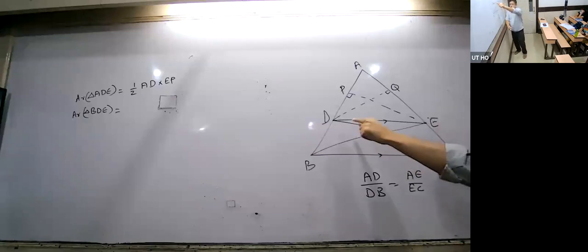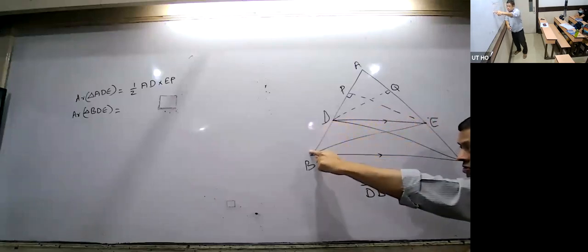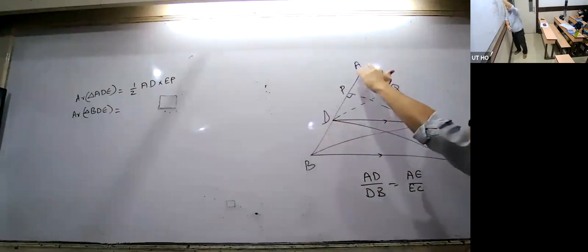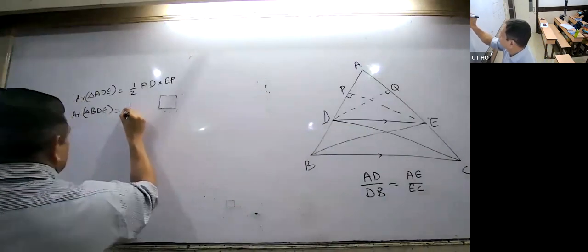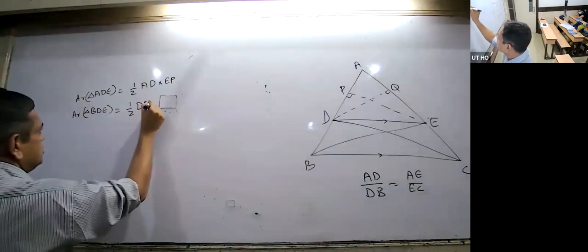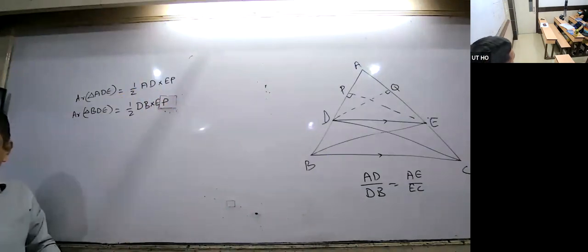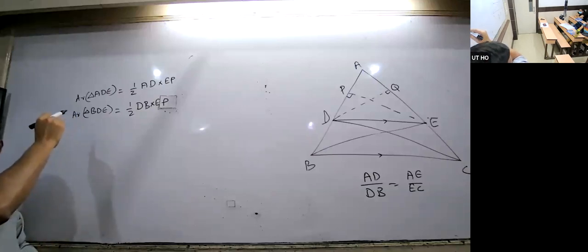Okay, look here. Triangle BDE. If I take the base as BD, the perpendicular from E to the opposite side is this one. The perpendicular is EP. Are you followed? Anika, did you follow? Therefore, the area is equal to half into DB into EP.